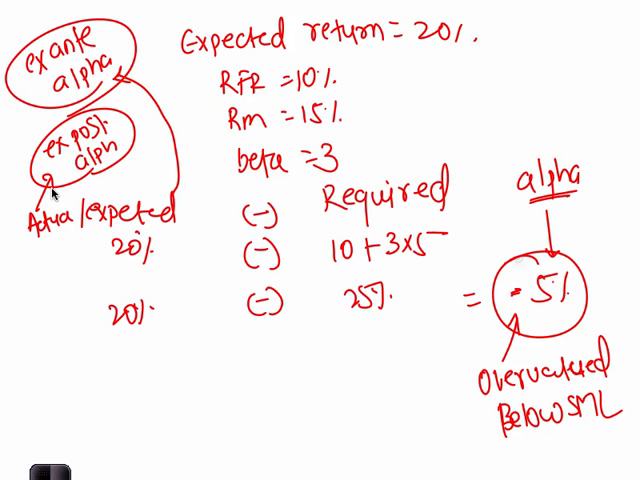So on the exam you might see a question which says ex ante alpha is positive. Is the security currently undervalued or overvalued? Undervalued. If ex ante alpha is positive, that means we are earning more than what is required. That means it's an undervalued stock, or vice versa. Is that fine?